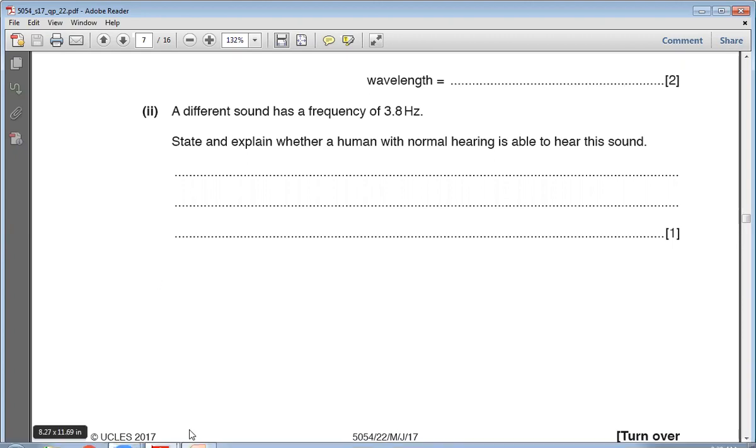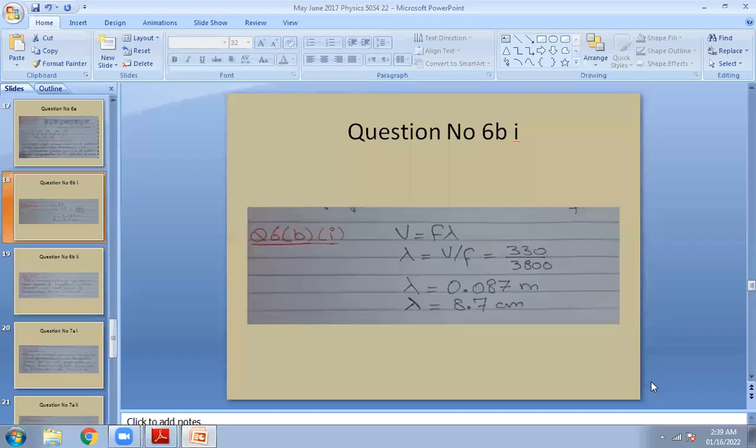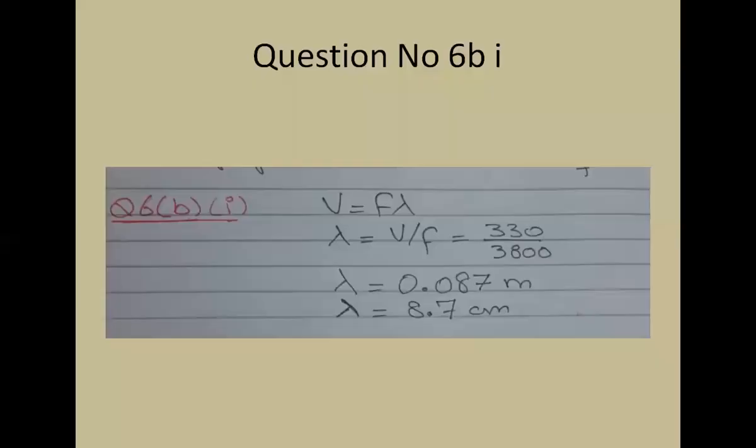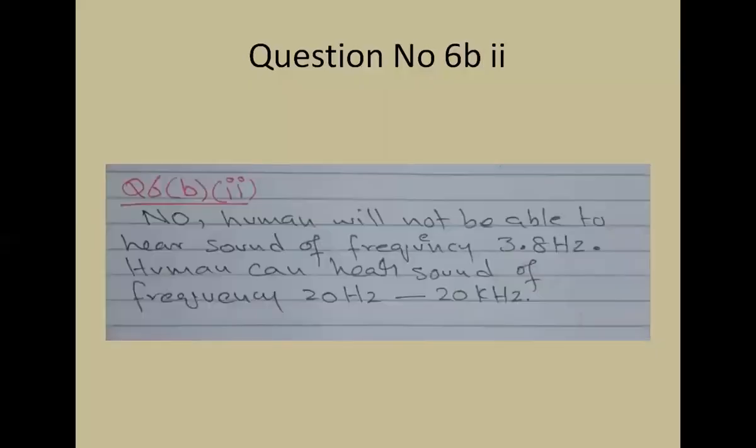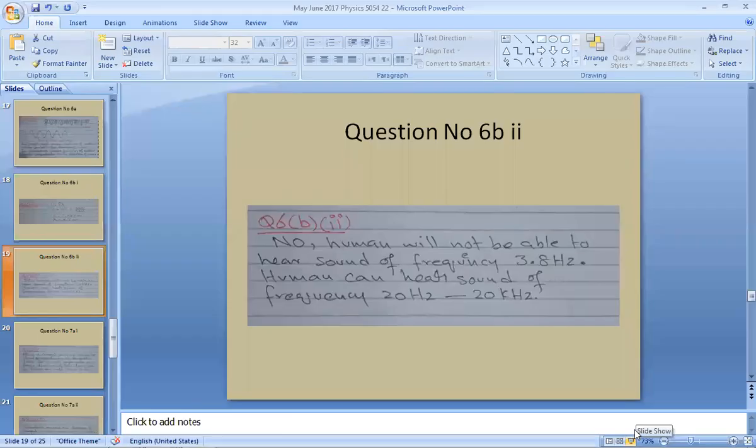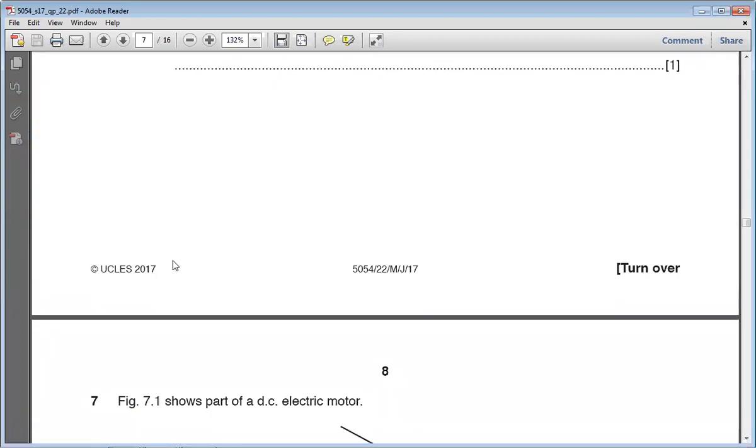So let's check my answers. I have written this answer. Okay, so here we go. No, the human will not be able to hear sound of the frequency 3.8 hertz. The reason is the human can hear sound of frequency from 20 hertz to 20,000 hertz. So it's out of the audible frequency range. So the humans will not be able to hear this sound. Okay, so let's move to the next part.